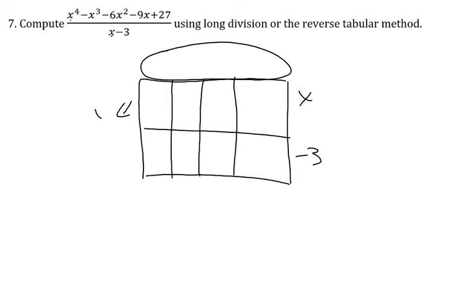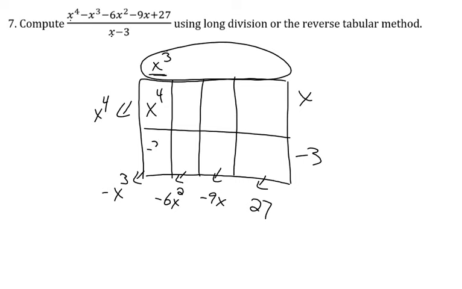From the diagonals, I get out x to the fourth. I get out minus x cubed. I get out minus 6x squared. I get out negative 9x. And I get out positive 27. Well, I know an x to the fourth had to come from there. What times x gives me x to the fourth? X cubed. Multiply through.